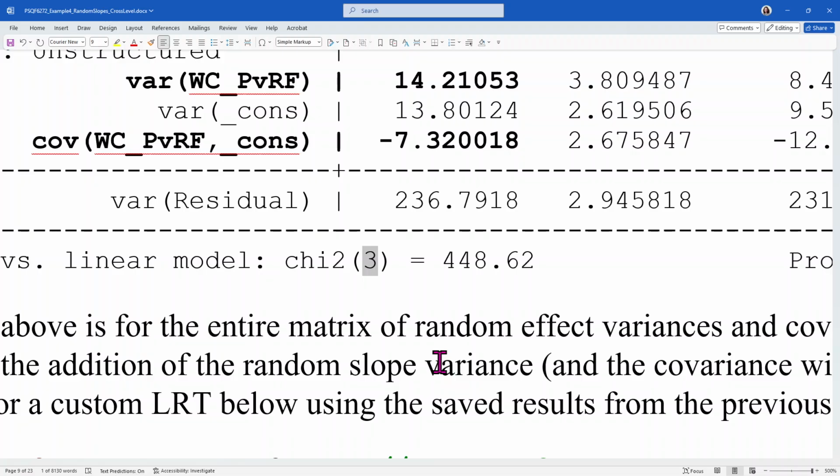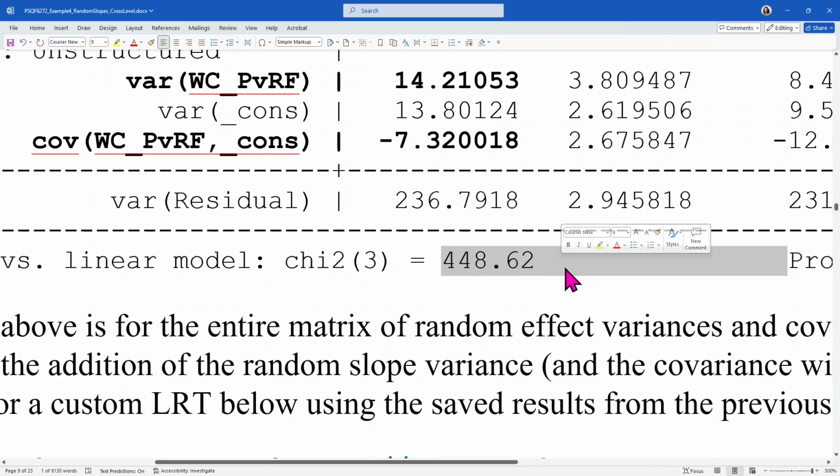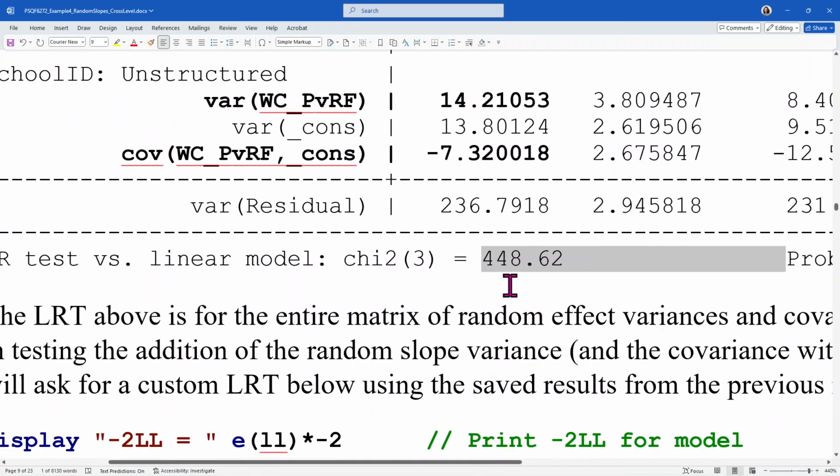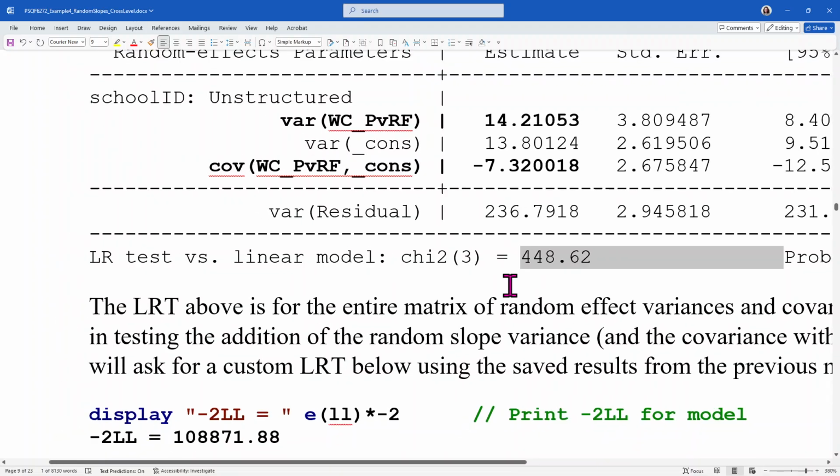It should be 2 if we're testing the random slope. So this test right here in Stata is testing the entirety of the random effects at the same time. So it's basically saying like, hey, can I just run a linear regression and be done with this? No. That's what it says. So this test is only useful sometimes, and this is not one of them.